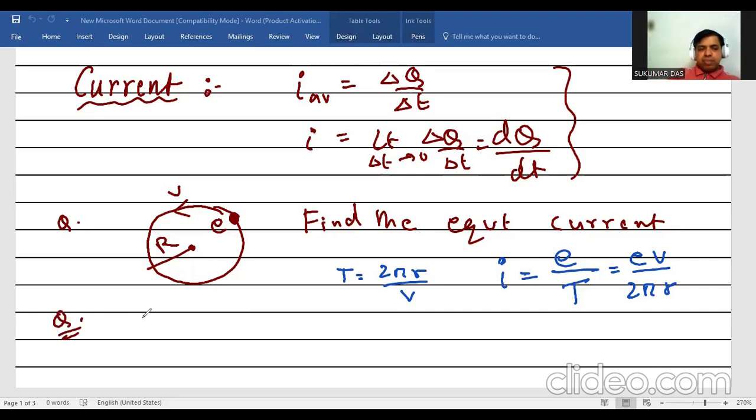For example, if it is given that the current in a particular wire is given by 2t plus 5, so it is a function of time. Now find the charge that flows through the wire in the first 5 seconds. Please try to do it. So current is a variable here with respect to time. We have to find the charge which flows in the first 5 seconds.